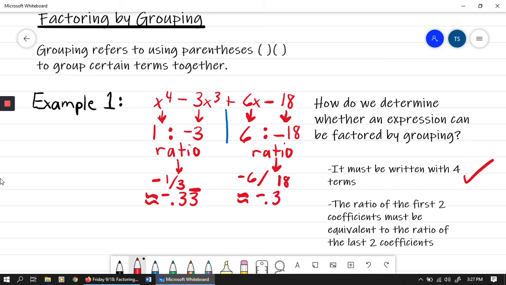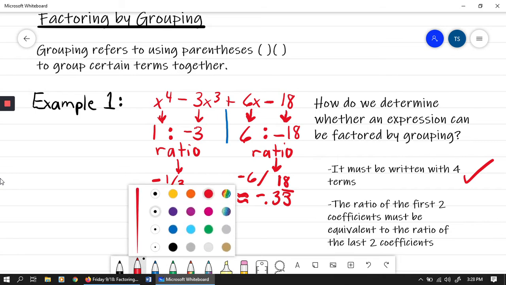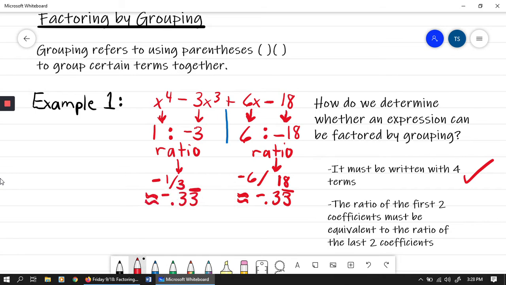Since that is the case, this second criterion has been met. We're talking about determining whether or not you can actually factor by grouping. All right, so that criterion is met.